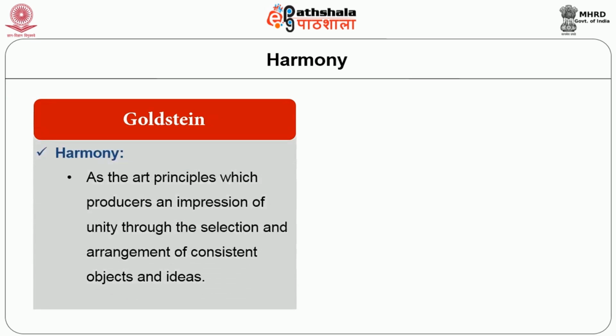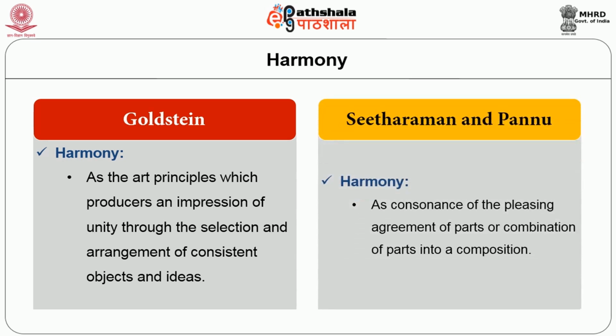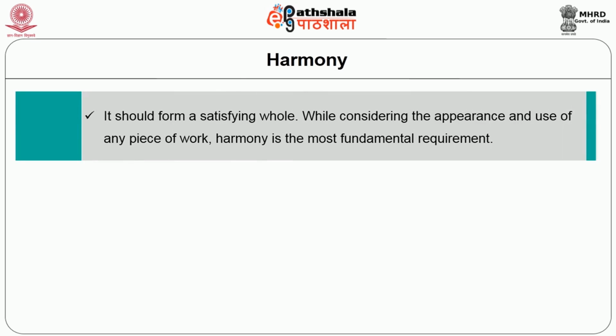Harmony. Goldstein defines harmony as the art principle which produces an impression of unity through the selection and arrangement of consistent objects and ideas. Seetharaman and Pannu define harmony as consonance, the pleasing agreement of parts or a combination of parts into a composition. It should form a satisfying whole. While considering the appearance and use of any piece of work, harmony is the most fundamental requirement.